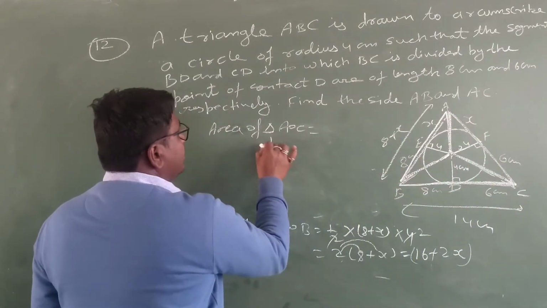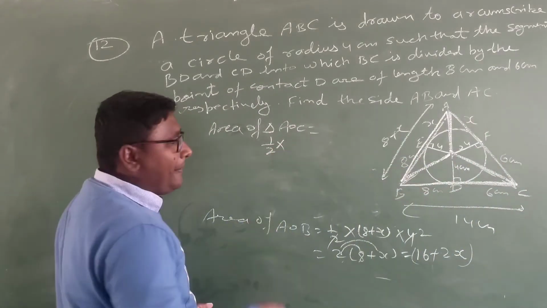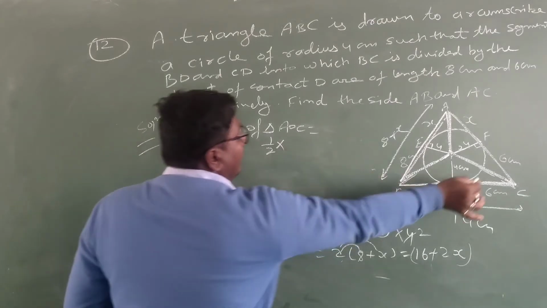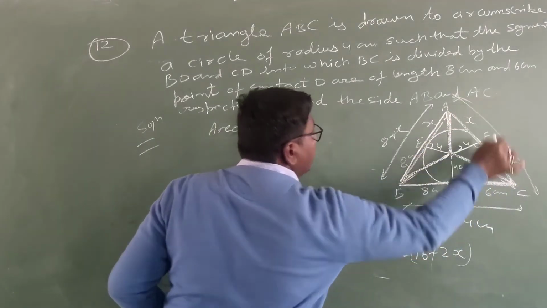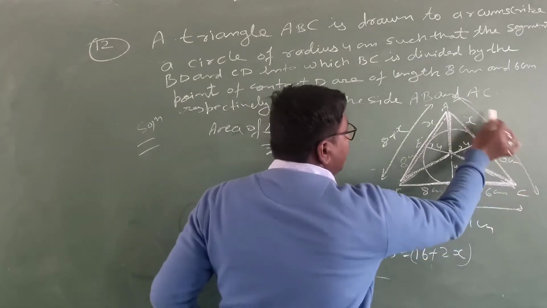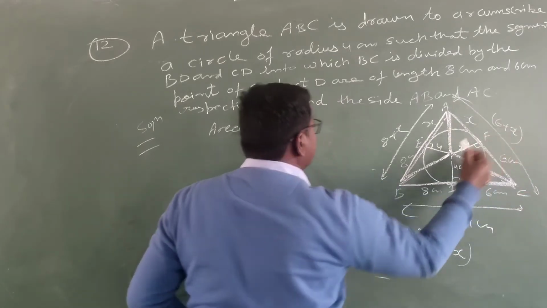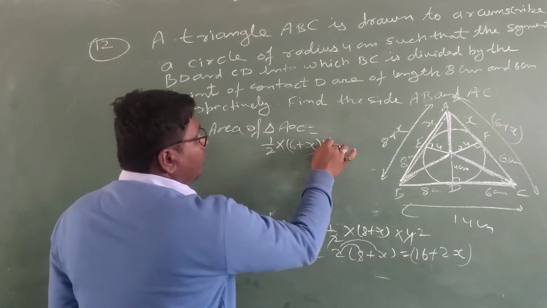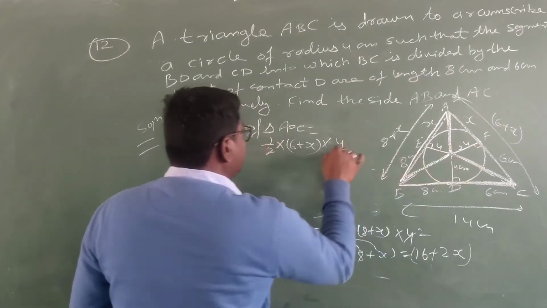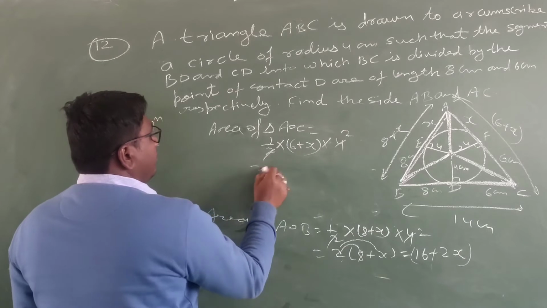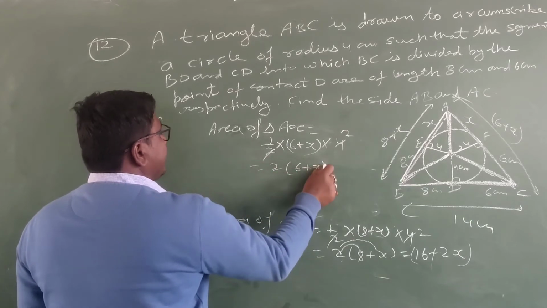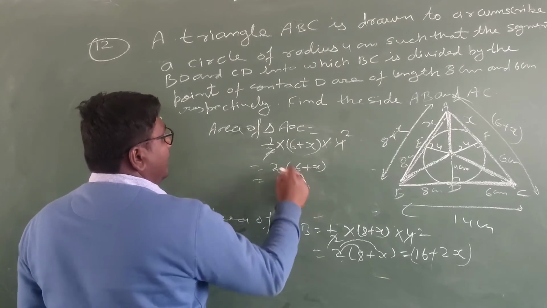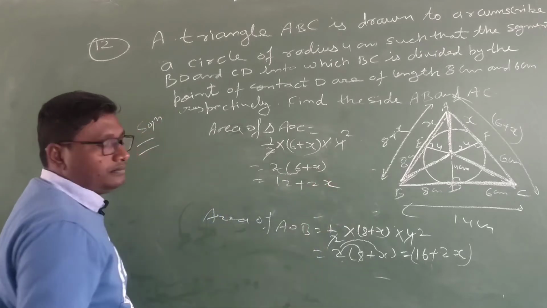So again we will have the same formula, half into base into height. Half will be here, and the base will be what? This will be the base. The length of the base will be 6 plus x. So half into 6 plus x into height. The height will be 4. So 2 2s are 4, and it will be multiplied by 2 into 6 plus x. So this will be 12 plus 2x.